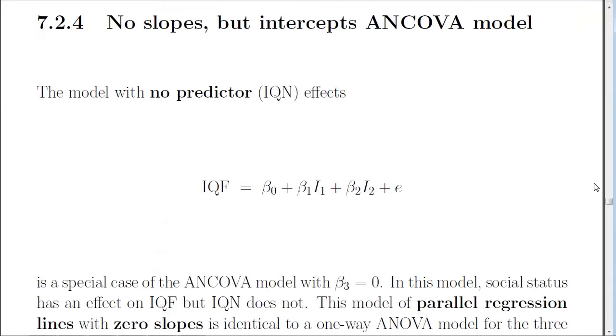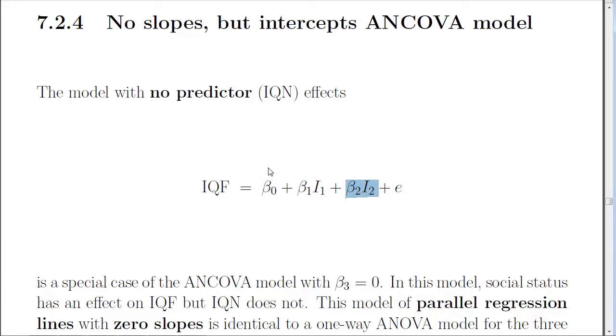Another model, which is a special case here, is that the slope equals 0, but that we have different intercepts. And that is a model you've seen before, though not in this form. This is the ANOVA model, the analysis of variance, where we have the mean for, say, the baseline group, the low group, and then I1 and I2 help indicate the coefficients for the high and the medium groups.